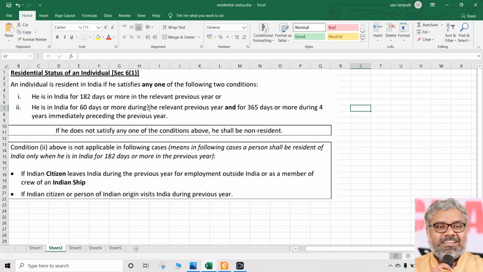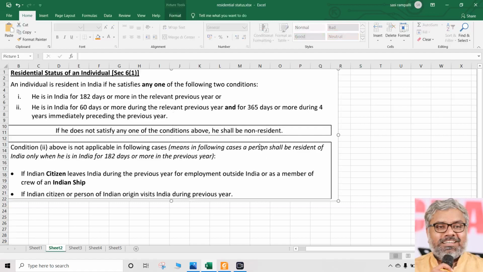If by any chance any individual does not satisfy at least one condition, then he shall be a non-resident. We can say in a reverse way, any person who has not satisfied both of the conditions, or who has satisfied none of the conditions, can be called a non-resident. For a person to be called a resident, at least one of these conditions should be satisfied by that SSC.